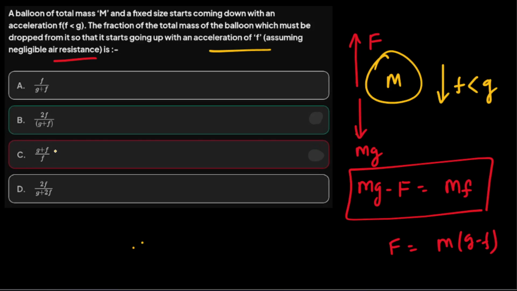Let us see 2f by g plus f, 2f by g plus f. So which one will be correct? This one will be correct. I hope you understood it. You just needed to analyze the things carefully. And you just have to be careful that this F is not the resistive force, so its direction will stay constant. So this was all.